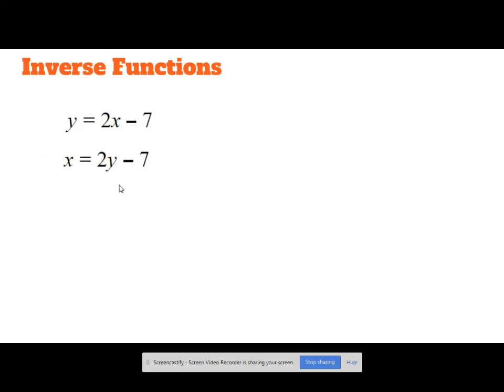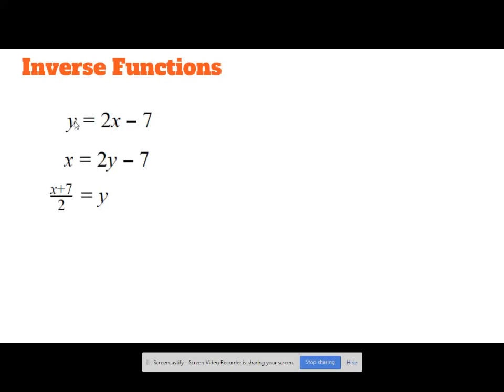Now, for us to be able to write this as a function, we need to get y by itself. So x is still in this new function that I've created here. x is the domain, and this is the range. We want to get the range by itself, so we're going to get y by itself. We'll add 7 to both sides, and we'll divide by 2. Now we have an inverse function.